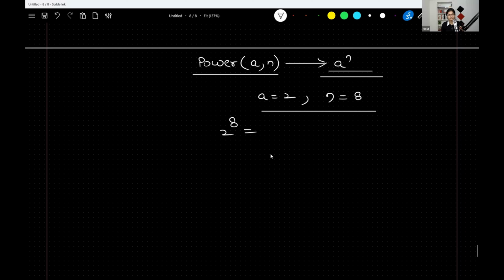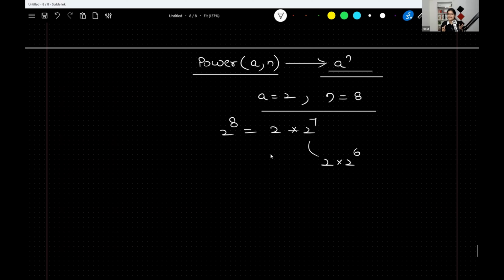how can we solve this problem? 2 into 2 into 2 into 2, and so on, until 256. Until 8 number of times. That's what we usually do, right? So I can call it 2 into 2 to the power 7. Then I can say 2 into 2 to the power 6, just like the similar way we did for the factorial question. Similarly, we can extend this also.